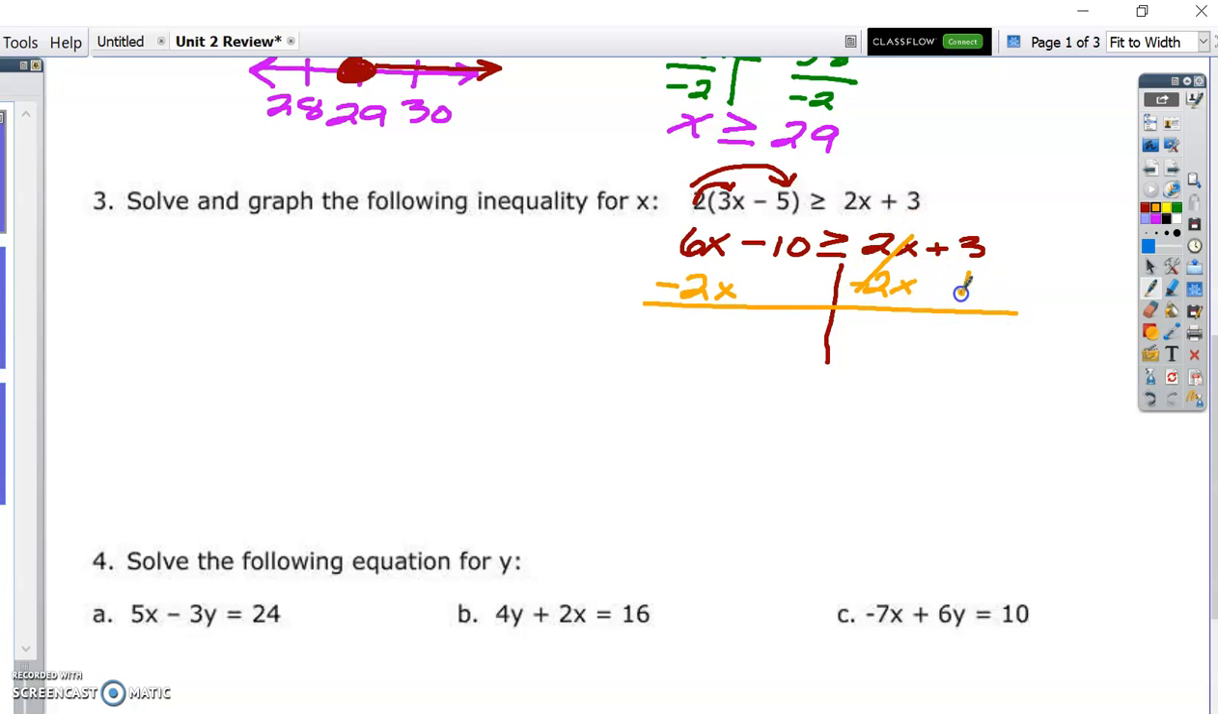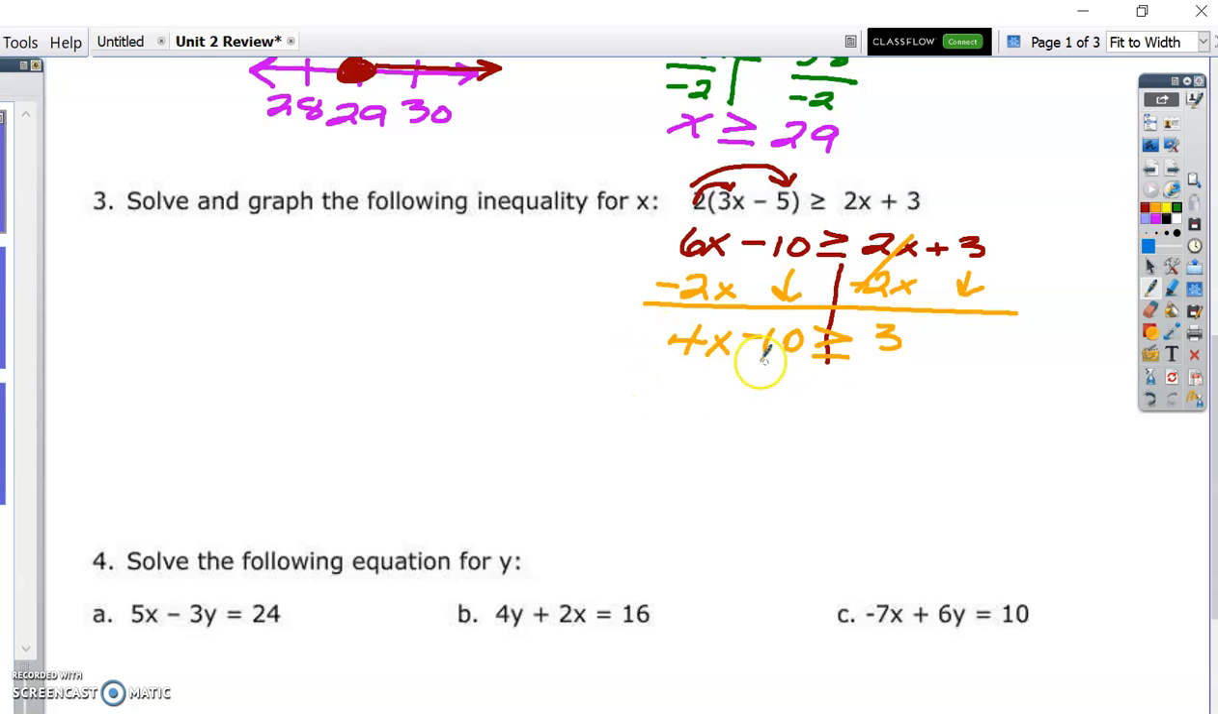This cancels. The 3 comes down. My inequality stays the same for right now. The negative 10 comes down, and 6 minus 2 is 4x.